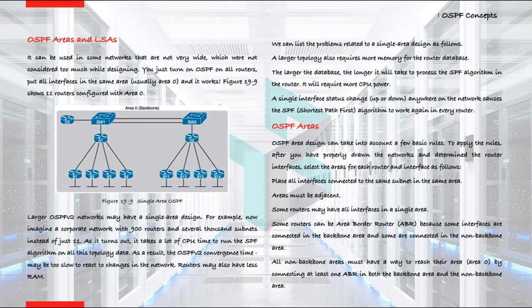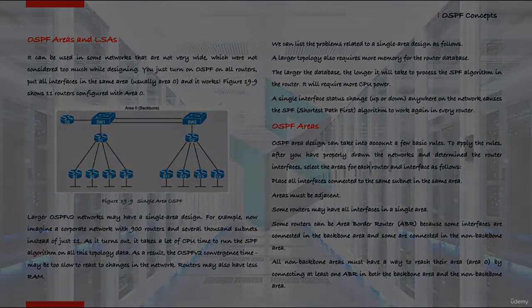We call routers running in different areas at the same time area border routers. Some of the interfaces of this router connect to the backbone area and some to the non-backbone area. All non-backbone areas must have a way to reach area 0 by connecting to at least one ABR router in both the backbone area and the non-backbone area.